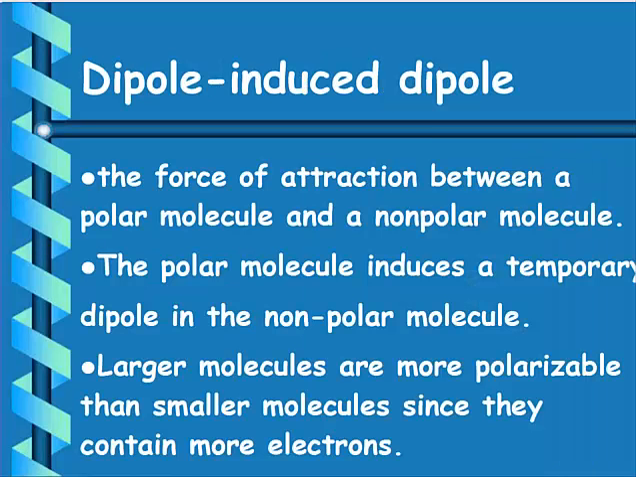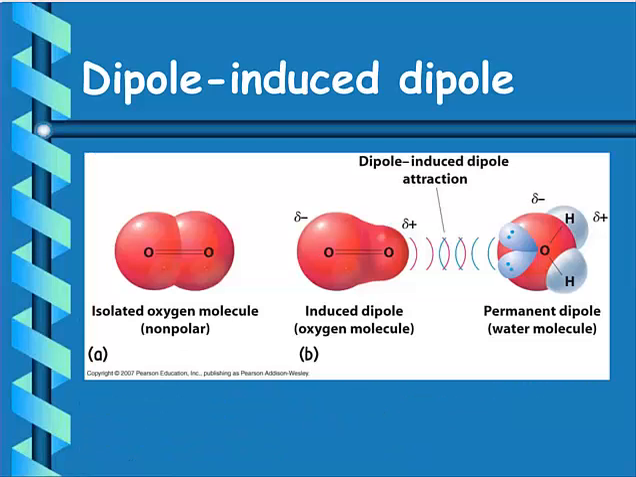A dipole-induced dipole is very similar, except it's the force of attraction between a polar molecule and a nonpolar molecule. So the polar molecule, just like the ion, would induce a temporary dipole in the nonpolar molecule. Larger molecules, or molecules with more electrons, are going to be more polarizable than smaller molecules since they contain more electrons, just as before. So here we have a dipole-induced dipole.